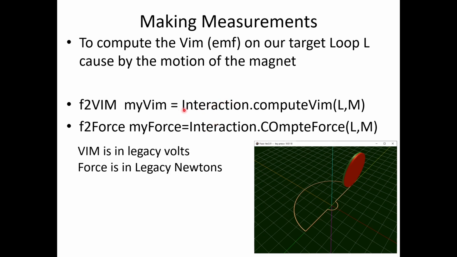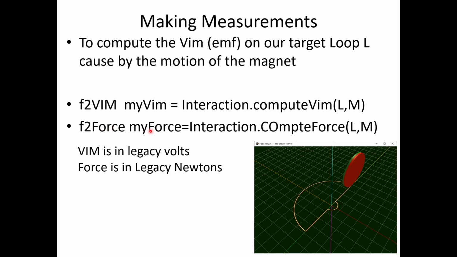And all you have to do is find the interaction you want. The interaction is essentially what force structure do you want to use? New electromagnetism V5? Do you want to use new electromagnetism V3? Do you want to use classical? All you have to do is get a copy of the interaction and then tell it to compute the Vim, where L would be the loop and M would be the magnet. This is the target, this is the source.